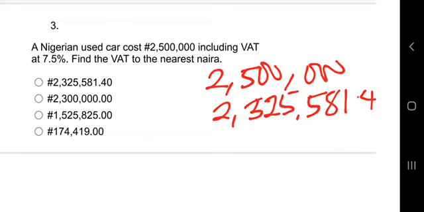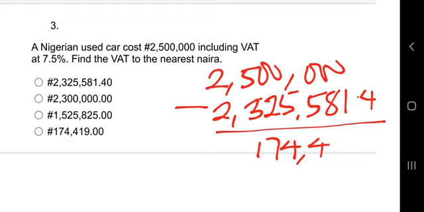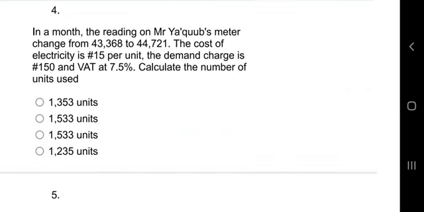So this gives us 174, by the time we subtract, 174,418.6. So approximately that is 174,419, and that is this option here. So that's that on that. Let's move to the next question.